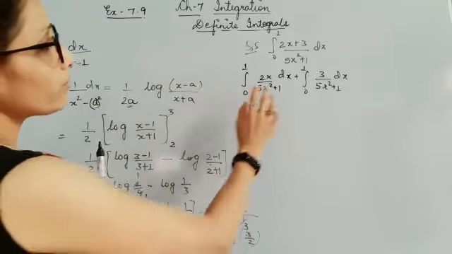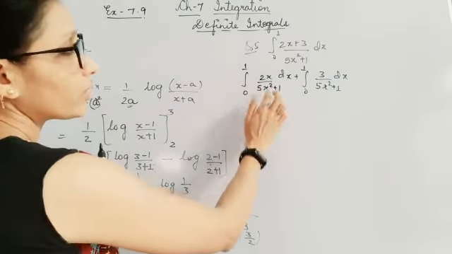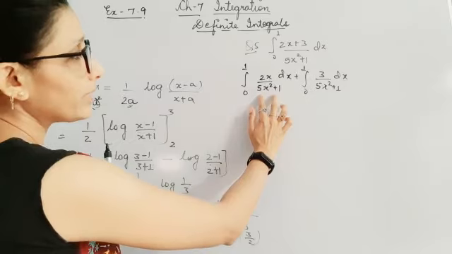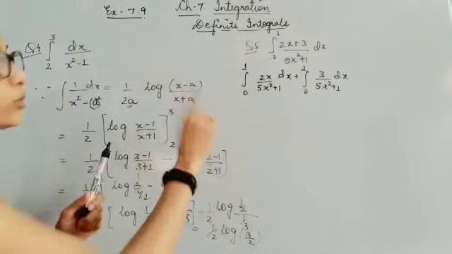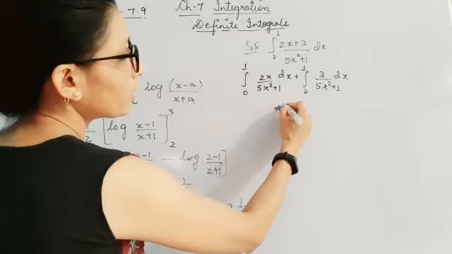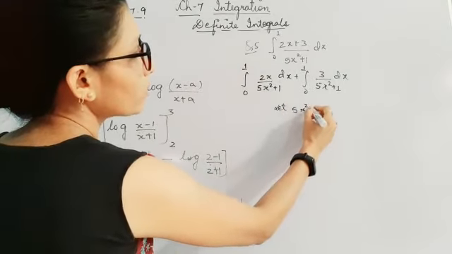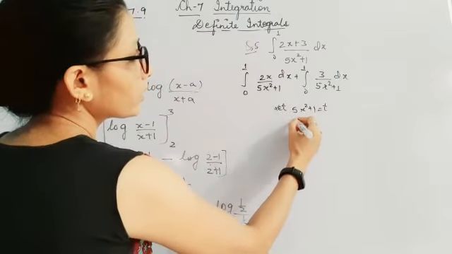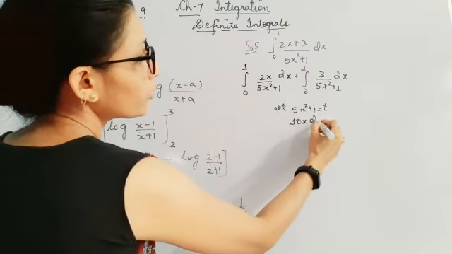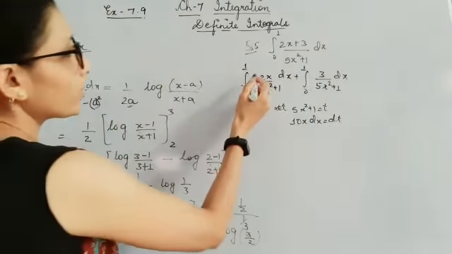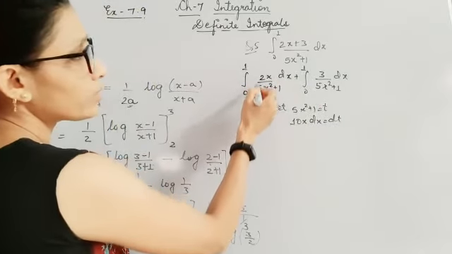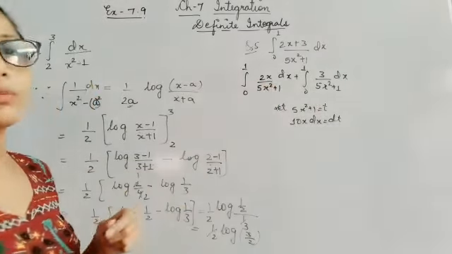But you see, if I take this as another variable t, then the differentiation of this should be present in the numerator. That means if I am taking let 5x square plus 1 equal to t, then I am getting the differentiation as this. But here I am having just 2x. That means if I multiply and divide this by 5, then my purpose will be solved.